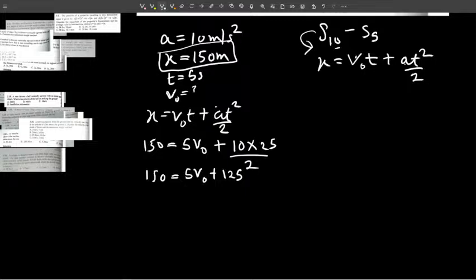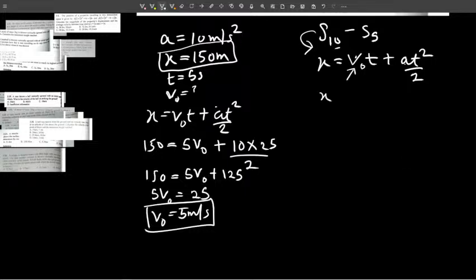So when you rearrange, you'll be having 5 V naught equals 150 minus 125. That should give me 25. So my V naught is divided by 5, you have 5 meters per second. So this is the initial velocity at which the car started to move. So we can input this here.